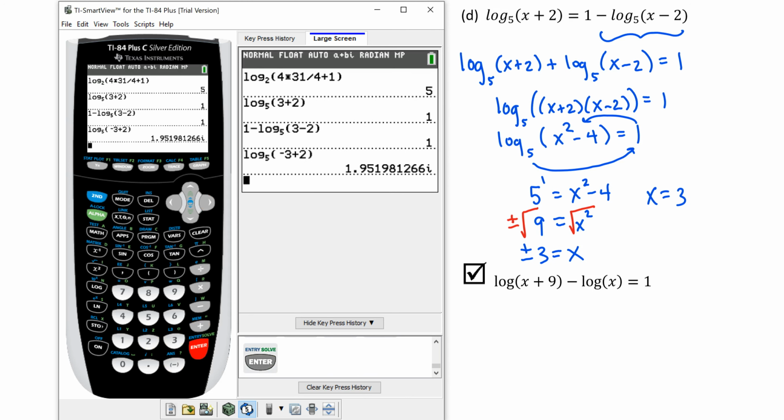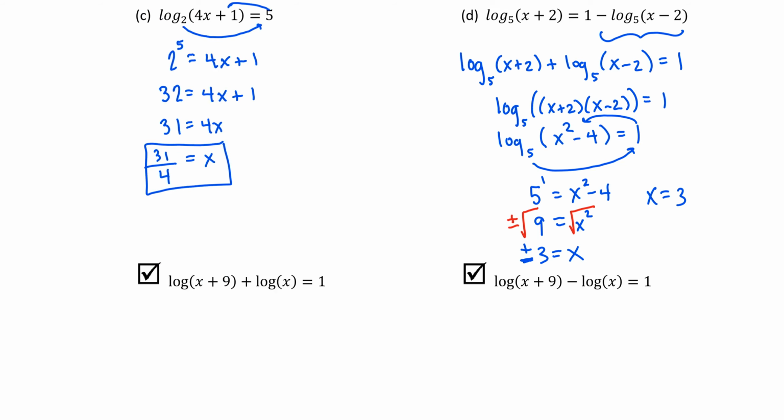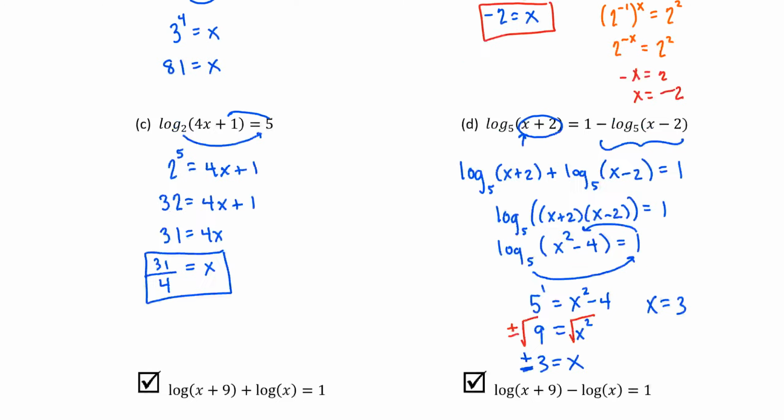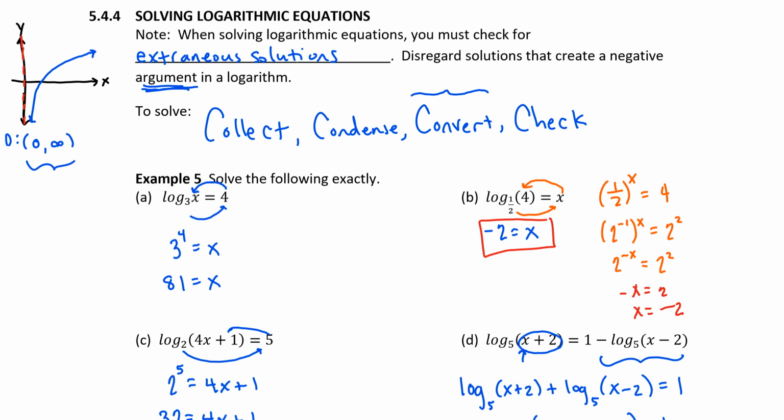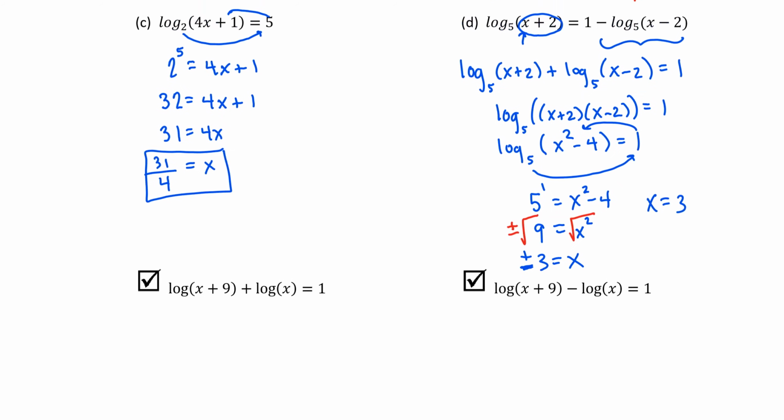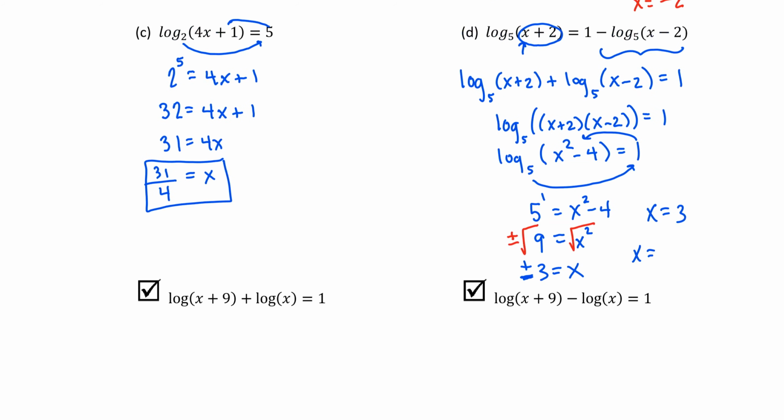Your calculator gives you an imaginary output. So what's going on here is when we plug a negative number into this argument, we end up with a negative argument. And as we mentioned up here, the domain is 0 to infinity. You cannot plug anything into a logarithm that is negative. Those numbers are not in the domain. So we will exclude x equals negative 3 as extraneous, and we do not include that in the solution set.